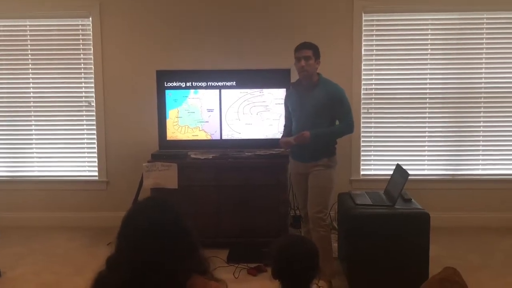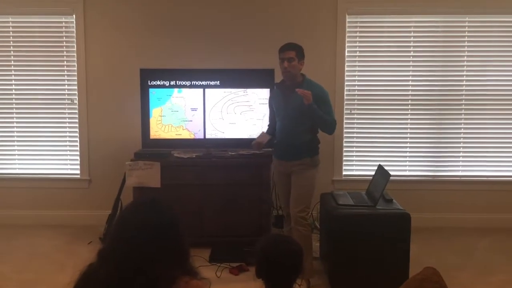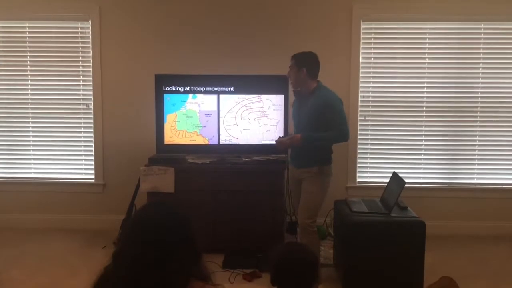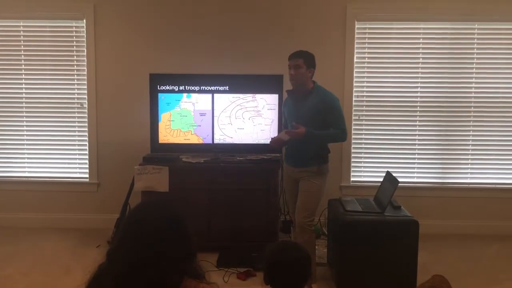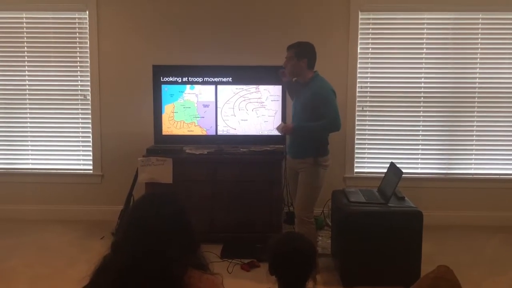And next we'll be looking at troop movement and how the Germans attacked from their side, and how France and the British Expeditionary Force countered them, and how the Russians eventually came in from the east.